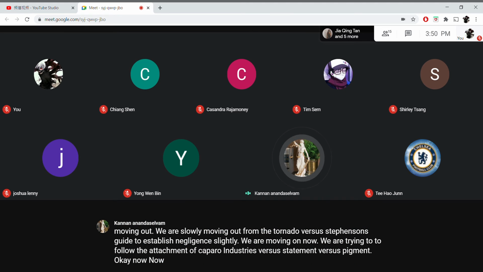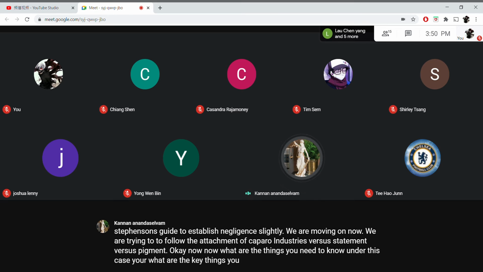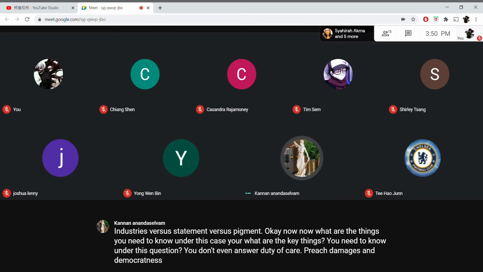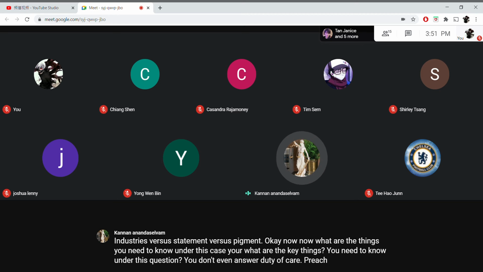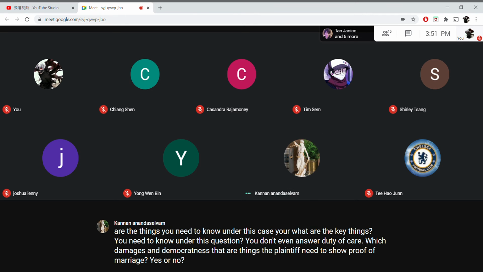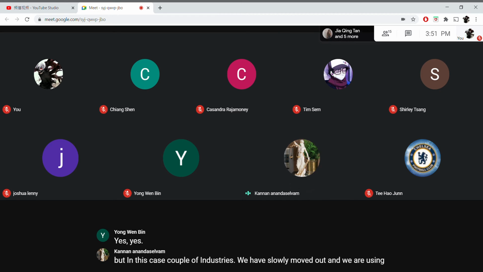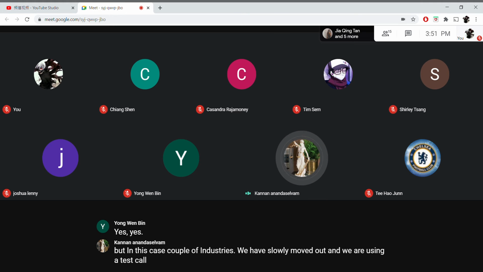Now, what are the key things you need to know under this case here? In Donoghue and Stevenson, duty of care, breach, damages, and remoteness are the things the plaintiff needs to prove. Am I right? Yes or no? Yes. But in this case, Caparo Industries, we have slowly moved out and we are using a test called the Caparo test.